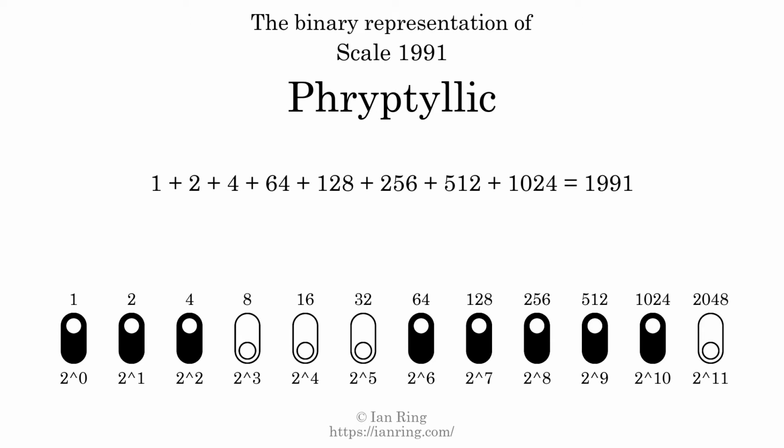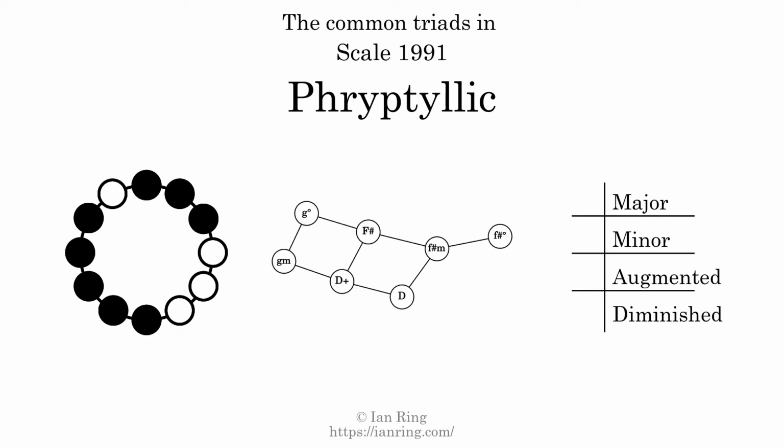1991. The scale number not only enumerates the scale with a unique index, but it also literally describes the tonal content of the scale. Represented as a binary number in base 2, the scale number is 0111110000111. Here are the common triads present in this scale.